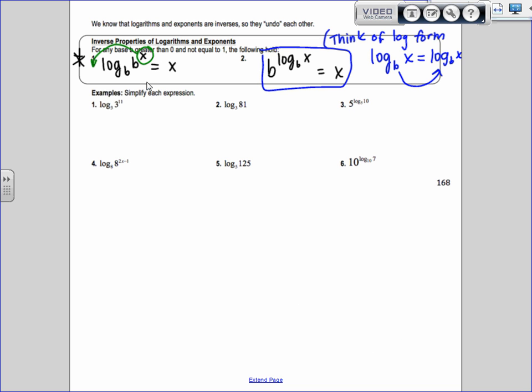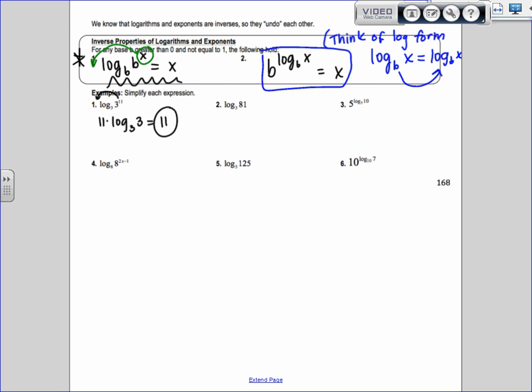Okay, so the first one. I have log base 3 of 3 to the 11. What's it going to be? 11, that's it. You can think of pulling the 11 to the front if you really want to and saying 11 times log base 3 of 3. Or you can just remember this formula and say, oh, it's 11.